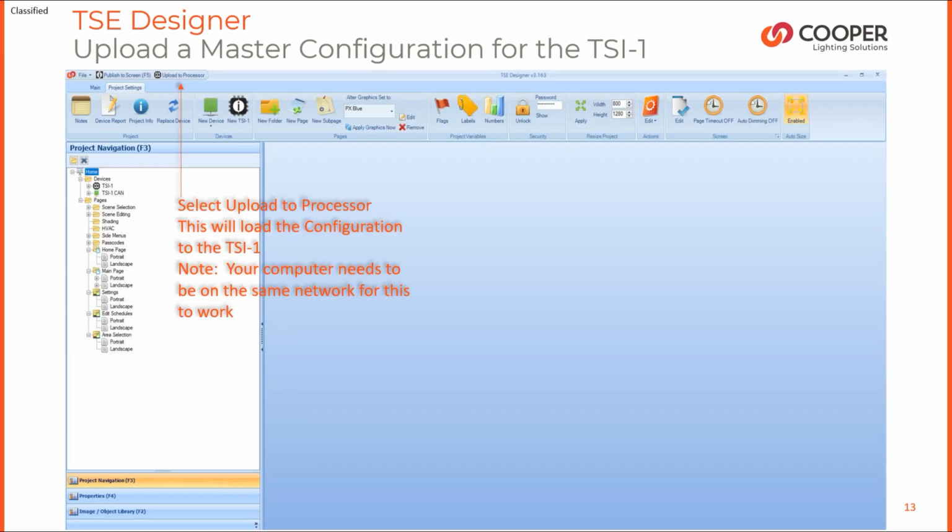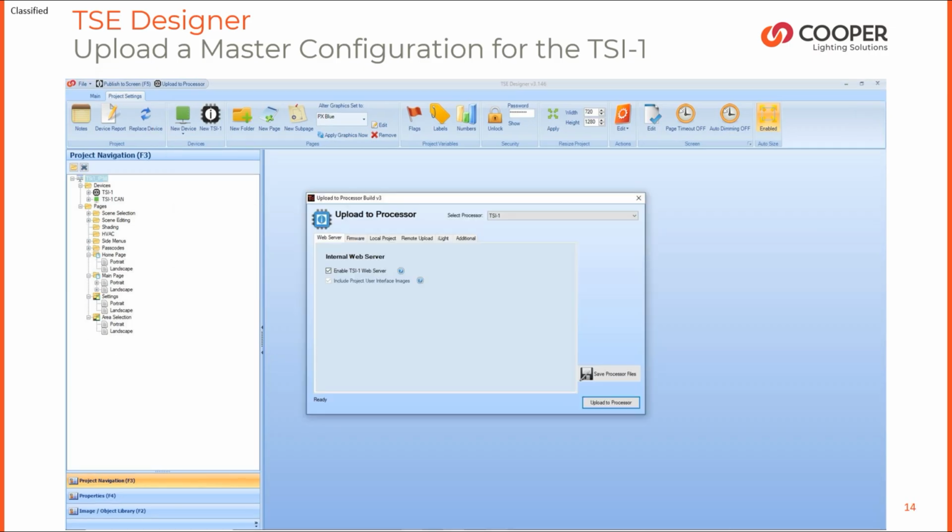Now we'll select Upload to Processor. This will load the configuration to the TSI1. It should be noted that your computer needs to be on the same network and within the same subnet as the TSE in order for this to work. We'll then get the Upload to Processor screen, and we're going to want to make sure and place a check mark next to Enable TSI Web Server.